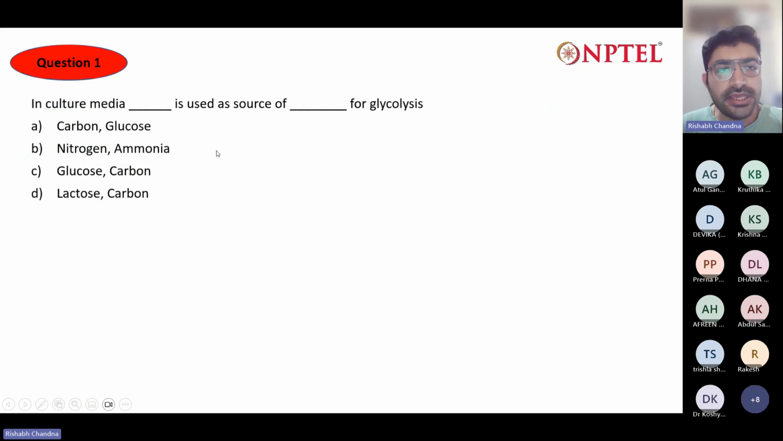In culture media, dash is used as a source of which compound for glycolysis? So the options are carbon, glucose, nitrogen, ammonia, glucose, carbon, or lactose, carbon. Can anybody guess?